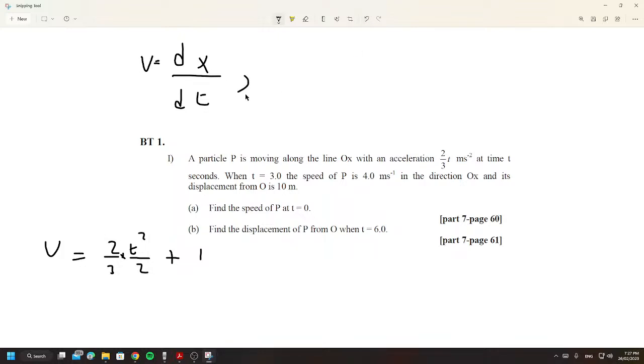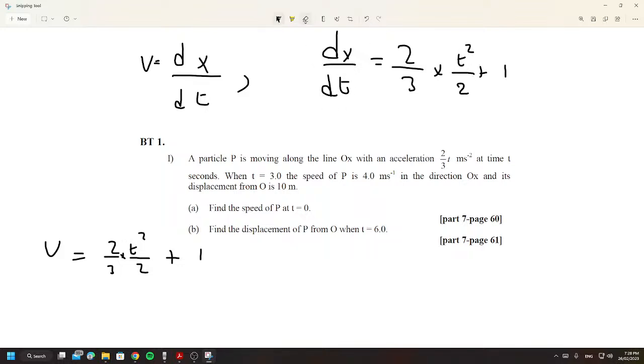I don't think I said this rule earlier, did I? Well, v is equal to dx over dt. I don't think I said the rule earlier. Yeah, no, I didn't. So dx over dt equals v, which equals 2 over 3 times t squared over 2 plus 1. Now rearrange so that t is on the side where we have t.